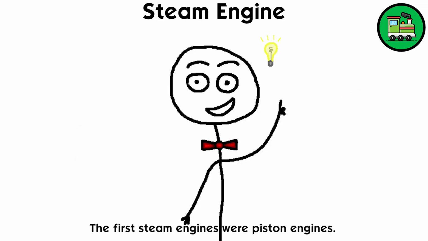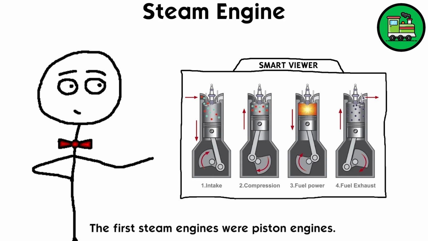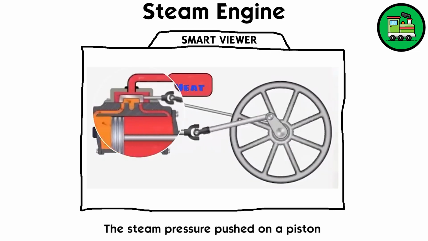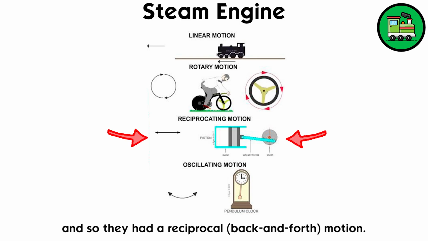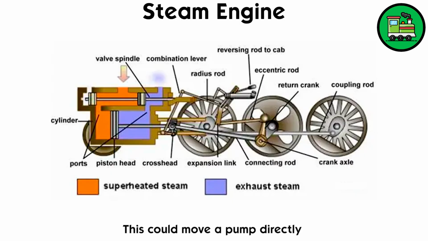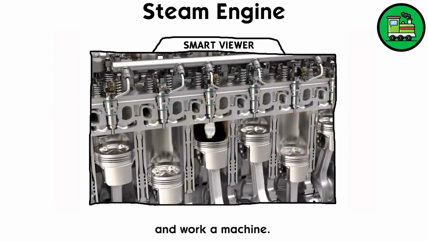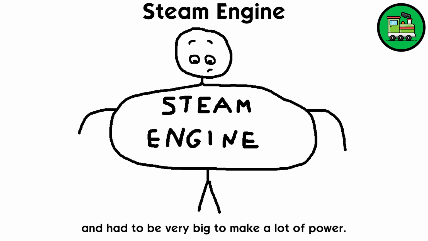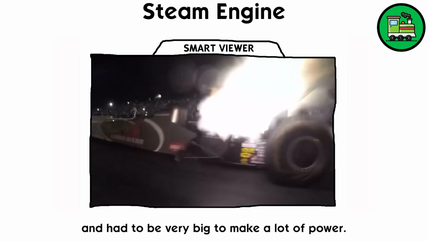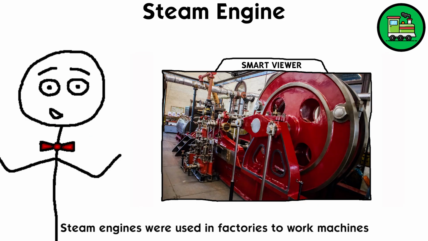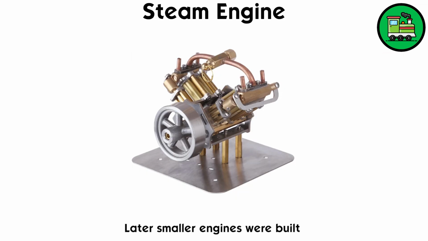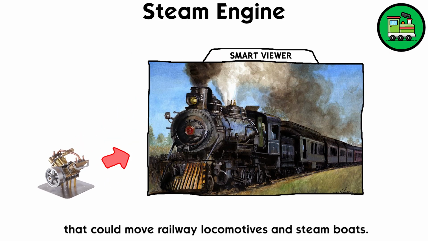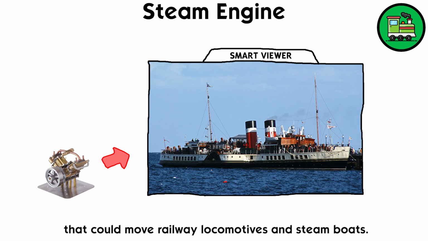The first steam engines were piston engines. The steam pressure pushed on a piston, which made it move along a cylinder, and so they had a reciprocal back and forth motion. This could move a pump directly, or work a crank to turn a wheel and work a machine. They operated at low pressure and had to be very big to make a lot of power. Steam engines were used in factories to work machines and in mines to move pumps. Later, smaller engines were built that could move railway locomotives and steamboats.